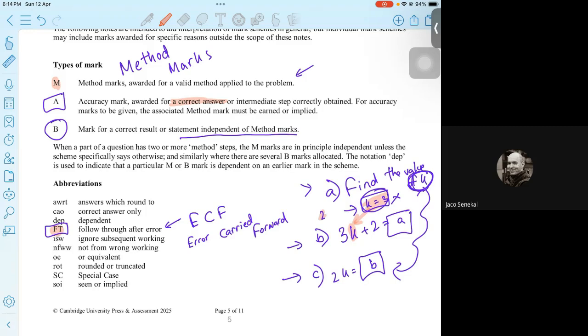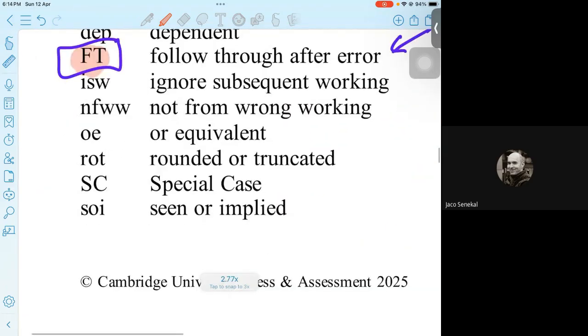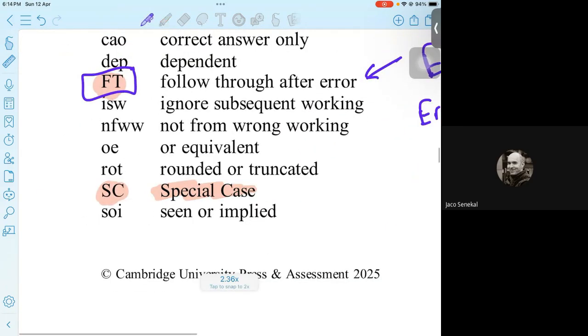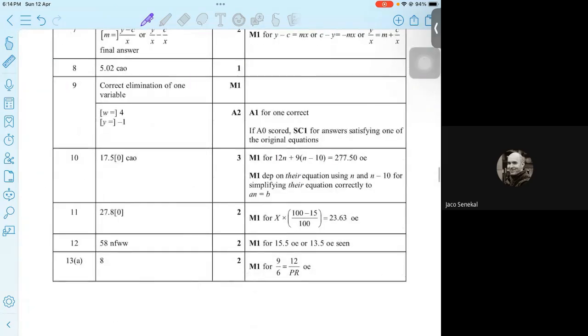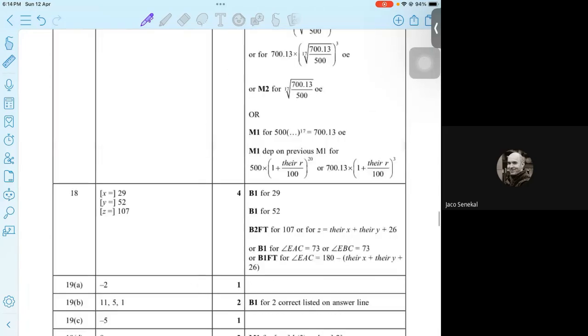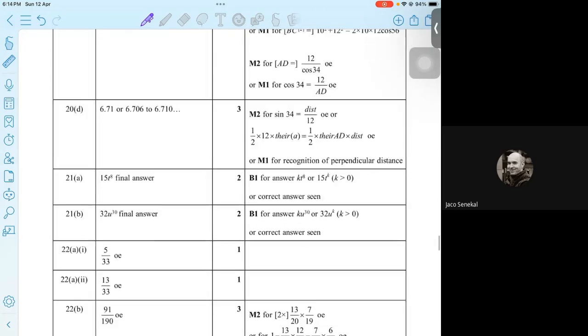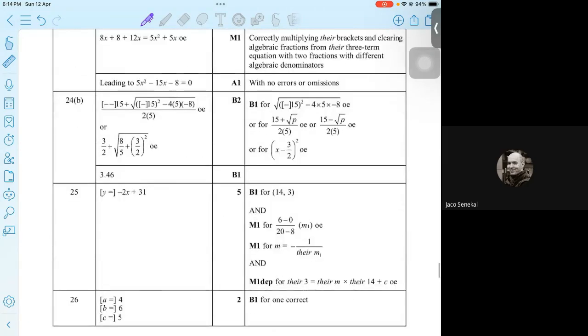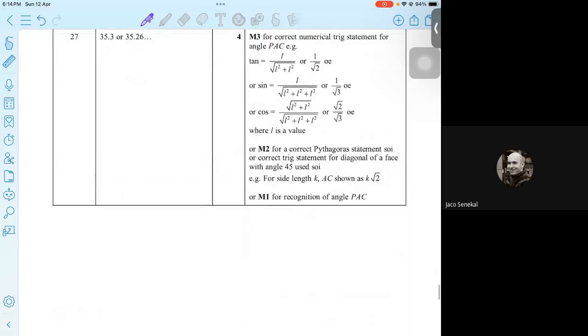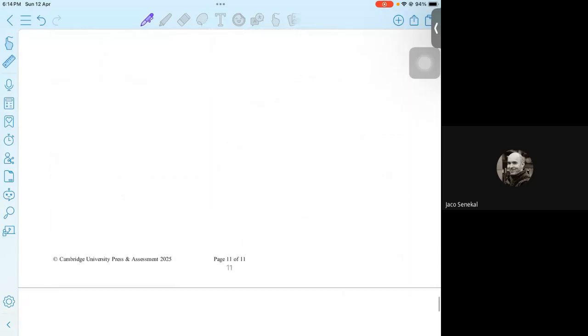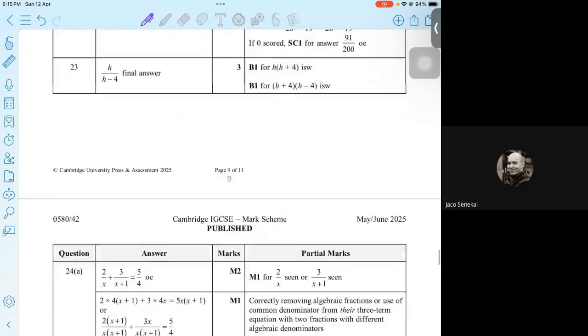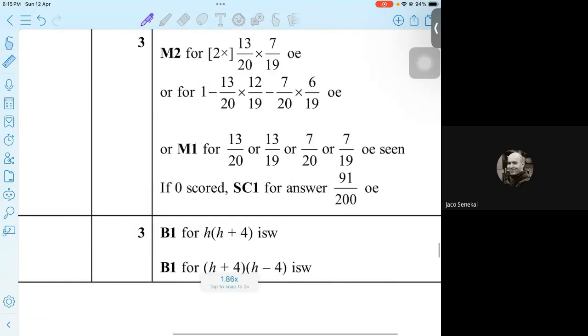So there's that, but I just wanted to show what the mark scheme says at times and what it means at times, okay? Another one is SC, the special case. Let me just see if I have any special cases in this paper so I can explain it to you better. Okay, I can't see one. Oh, apparently I have one.